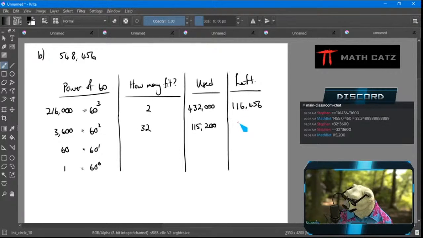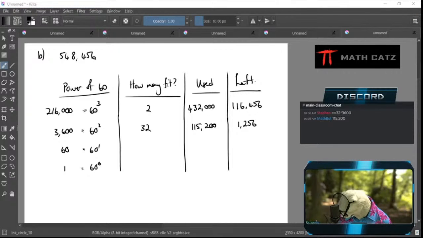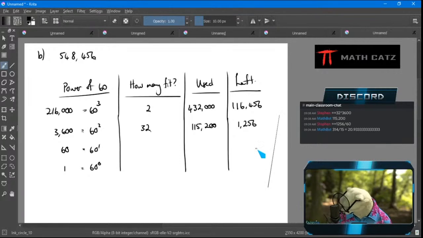Maybe I'm confident I can do the subtraction. 1,256. Maybe I want to verify with a calculator. Totally up to you. Then I want to see, oh, how many 60s can fit into what's left. Maybe you want to do it in your head. Maybe you don't. That's totally up to you. Just be confident in what you're doing. 1,256 divided by 60. It's nice to verify anyway. Nice to verify 20, as I maybe suspected.